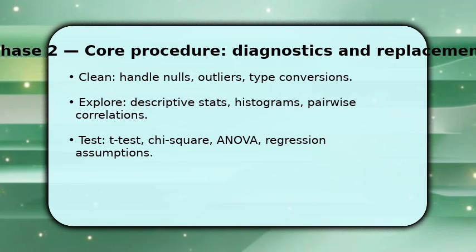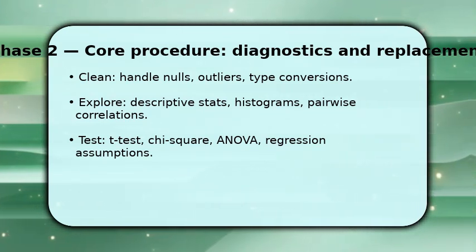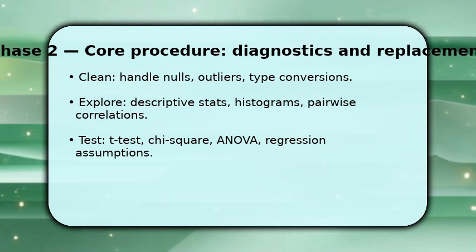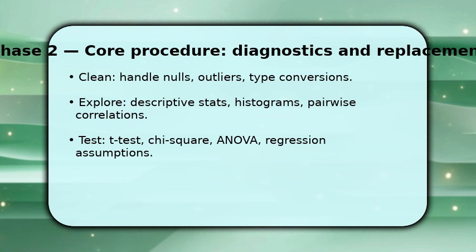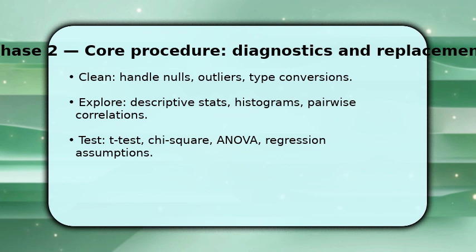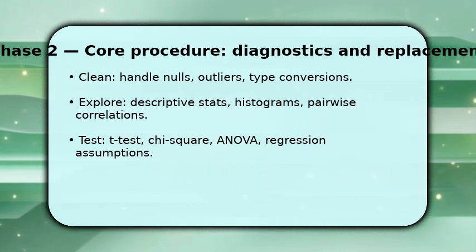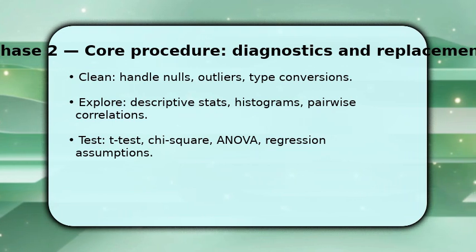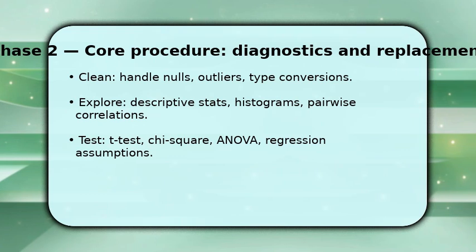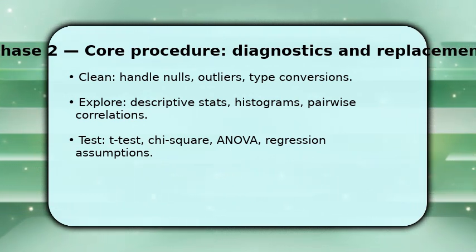You proceed to the core. Clean, explore, and test, step by step. Clean by filling or removing nulls and winsorizing extreme outliers so results aren't biased. Then visualize distributions and relationships with histograms and scatter plots to detect patterns. Next, compute correlations and run appropriate tests, t-test for means, chi-square for categories, or regression for predictors, while checking assumptions like normality and homoscedasticity so your conclusions are valid.